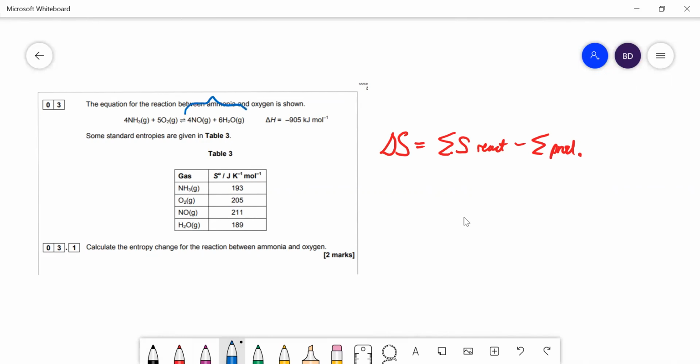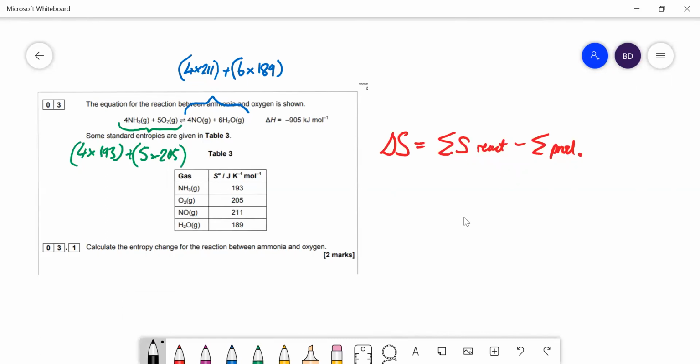for the products, we're doing blue. We're going to have 4 times 211 for the nitrogen oxide, and you're going to have 6 moles of gaseous water, 189. So you add that up, and you subtract from that, let's do this in green, the reactants. You're going to have 4 times the ammonia value, which is 193, plus 5 times the value for O2, which is 205. So do the blue minus the green numbers, and you should get a value of delta S equal to plus 981 joules per mole per Kelvin.